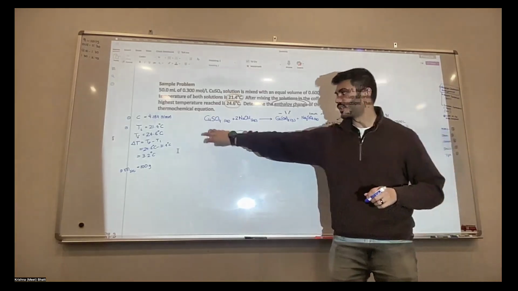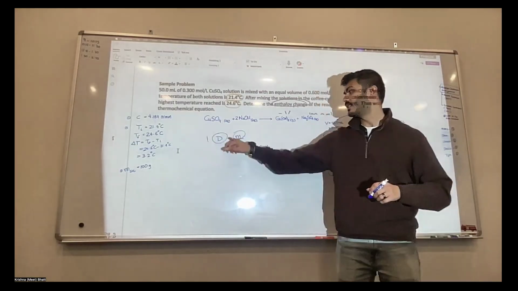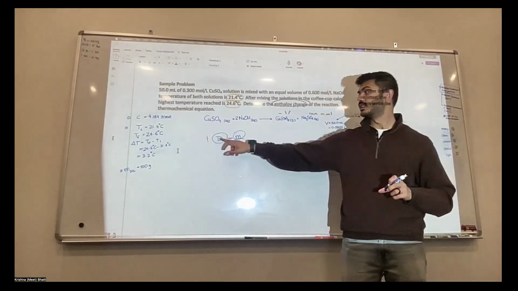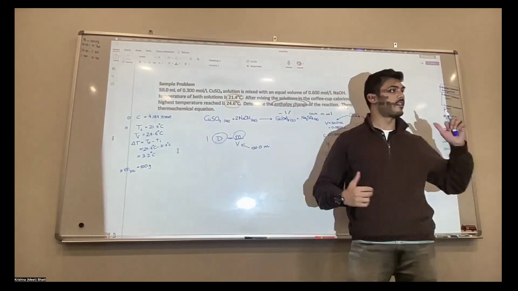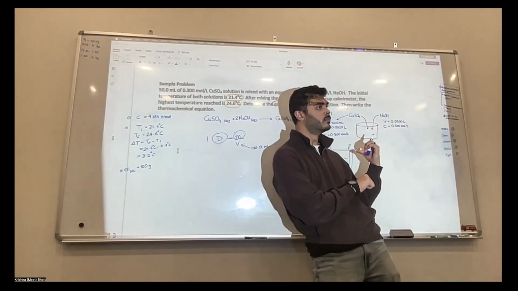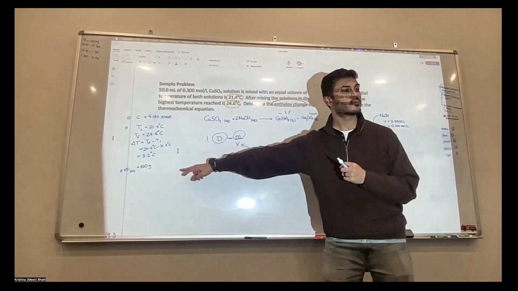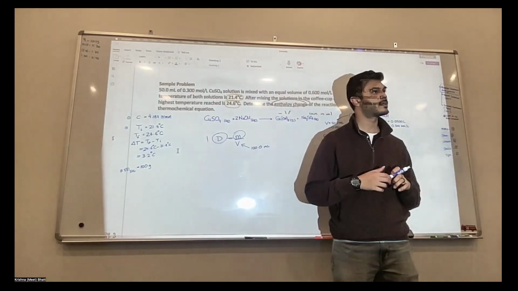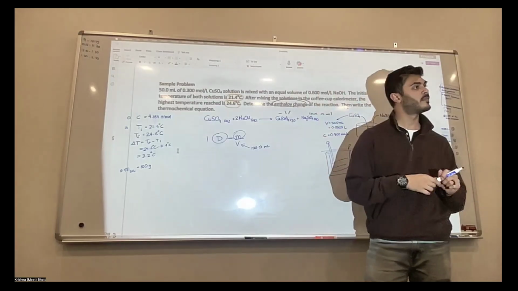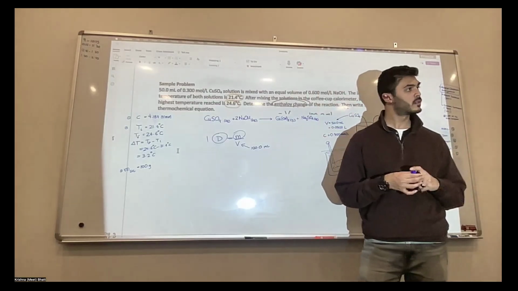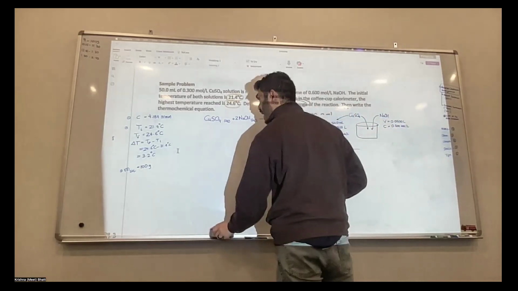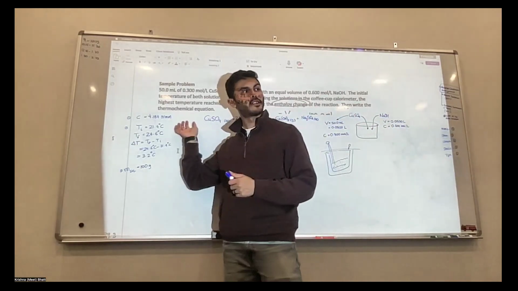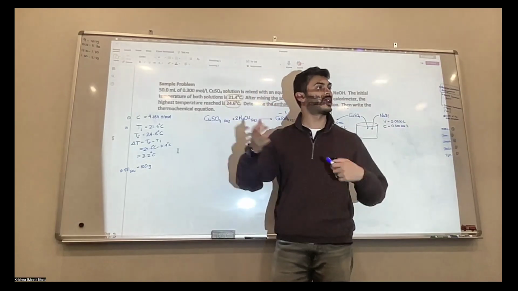I'm going to move this to the other side. If I'm multiplying it by 1, it's going to be the same value. So that's why if I have 100 milliliters of volume, it's the same as 100 grams of mass. 1-to-1 ratio. Clear? Okay. All right, so now I have the mass, I have the C, I have the delta T. What can I do with that?